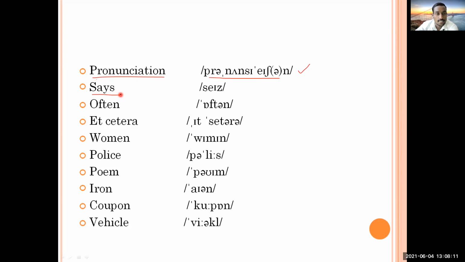Is it says or says? Says. It says. Okay. Now you have to answer me. How are you going to pronounce this? What is this? Often. It is often. So which letter is silent? T. T is silent. Okay.